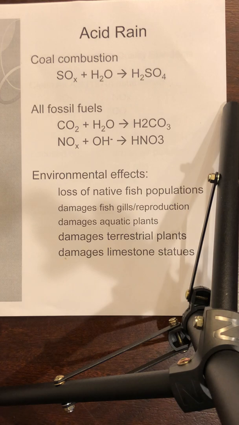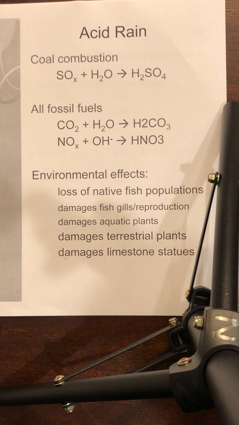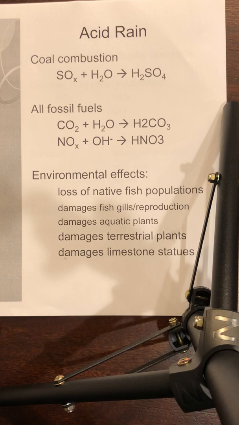Areas like the far northeastern United States into Canada, downwind of industrial areas, and across Europe and Scandinavia have seen a lot of damage from acid rain. You get loss of native fish populations because some fish are very sensitive to pH levels and cannot survive in acidified waters. It also damages fish gills, which is how fish breathe. So if you can't breathe properly, the fish are going to be compromised, and it damages their ability to reproduce.